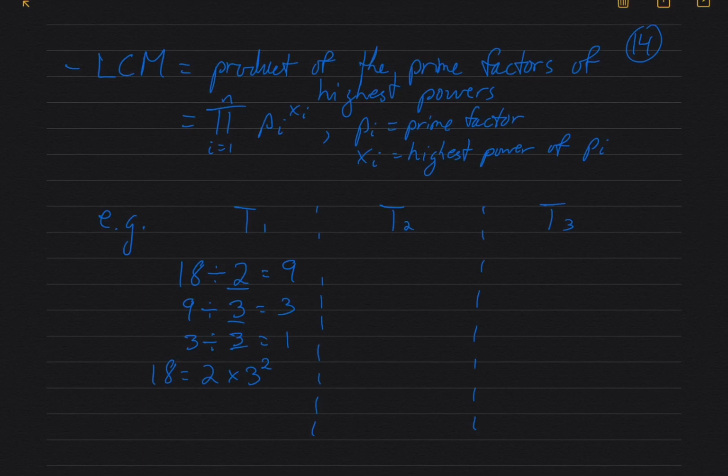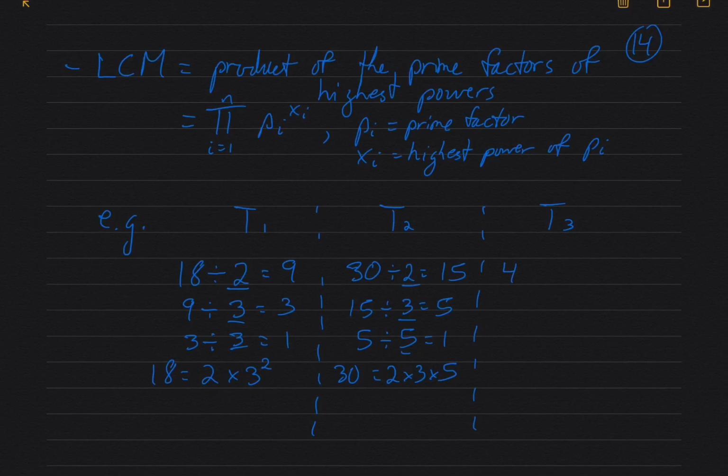Okay, next period. The next period was 30. Smallest prime that goes into it is 2, gives us 15. Smallest prime that goes into 15 is 3, that gives us 5. And the smallest prime that goes into 5 is 5. So we're done. So 30 is equal to 2 times 3 times 5. All of those are to the power of 1.